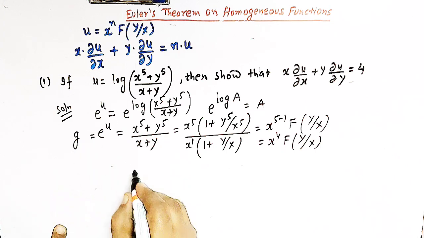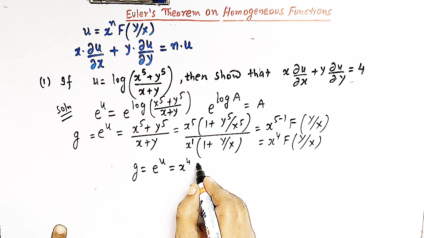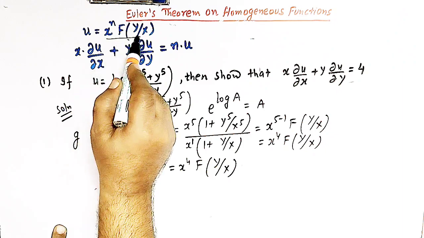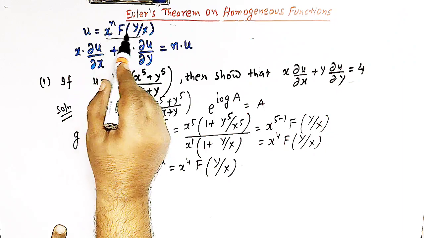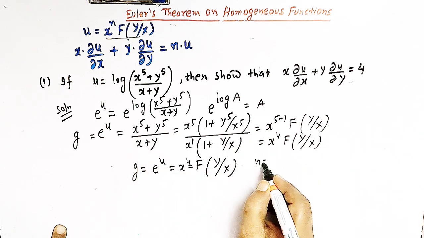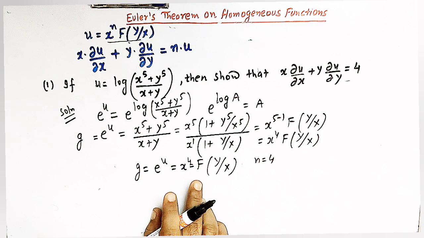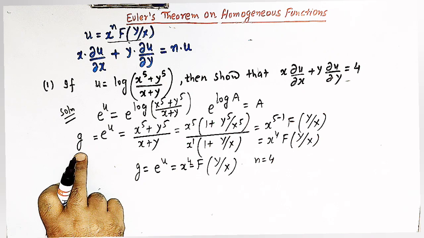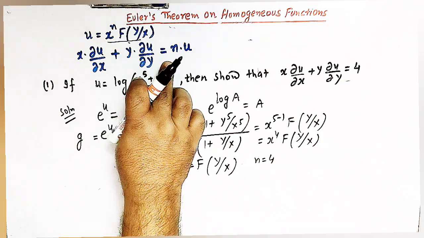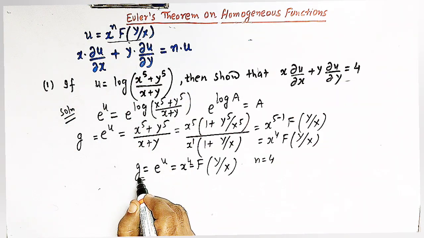So we have expressed that g is equal to e^u, and that is equal to x^4 and f of y over x. So our function is of this form, that is x^n f of y over x. So the degree of this function is given by n is equal to 4. So now we have shown that this function, that is g, is a homogeneous function of degree 4. Then by Euler's theorem, we can write this statement for our function g, right?